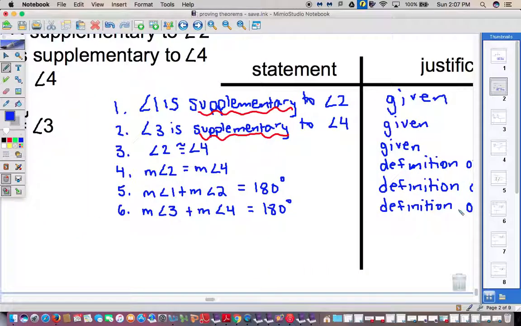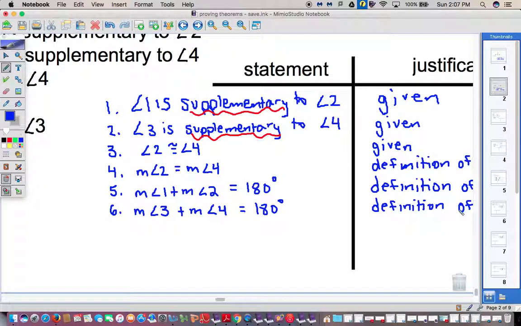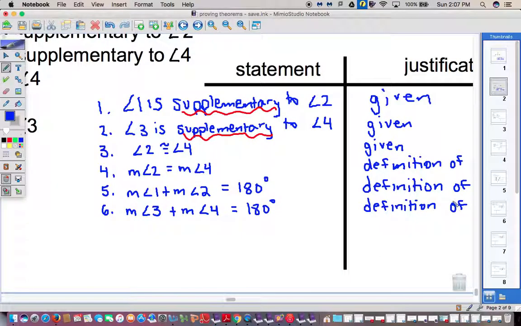Both of these, in steps 5 and 6, are equal to 180 degrees, so can we set them equal to each other? The answer is yes, you can. The measure of angle 1 plus the measure of angle 2 is equal to the measure of angle 3 plus the measure of angle 4. And what property allows me to do that? Hopefully you recall that it's the transitive property.